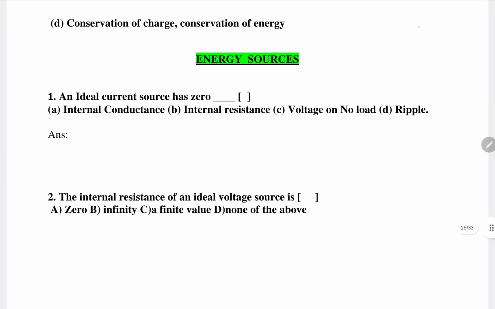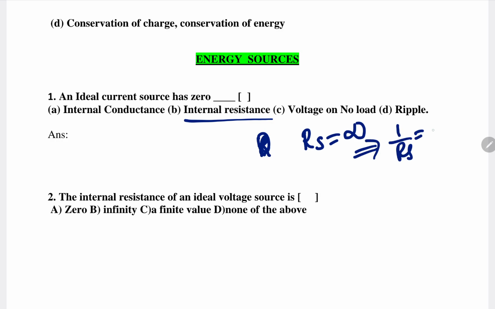And next we'll see the questions on the energy sources. Ideal voltage source has zero internal resistance. Ideal current source internal resistance is infinite. So internal resistance is infinite means 1 by resistance is nothing but conductance. That is zero internal conductance.